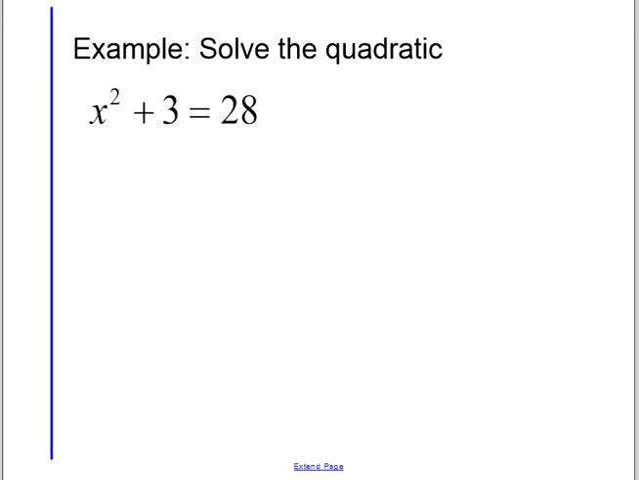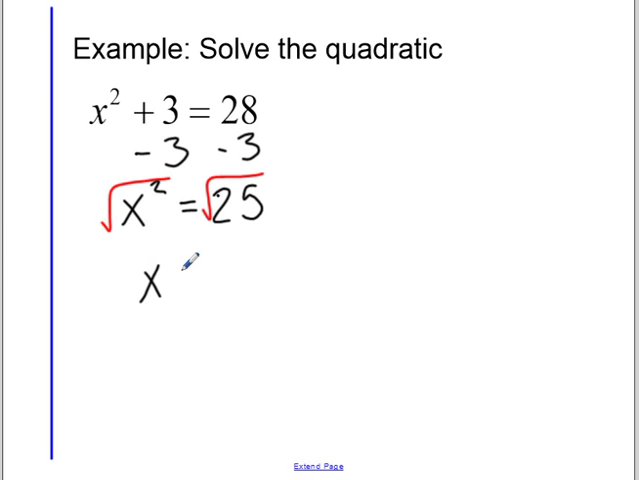Let's give that a try one more time. In this problem, we don't have a 0 here, but that doesn't matter. We don't need to do anything with the 28. What we need to do is get rid of this 3. So let's subtract 3 from both sides. And our x squared is going to be equal to 25. Now, to remove the exponent, we square root both sides of the problem. And our x is equal to, again, positive or negative 5, because the square root of 25 is 5.